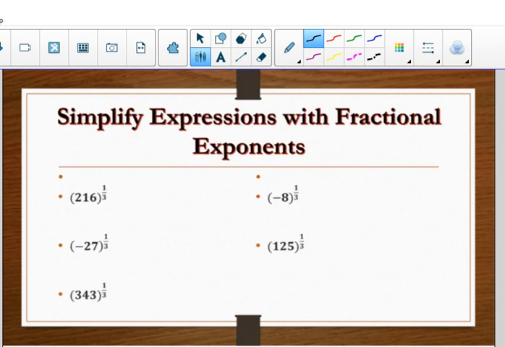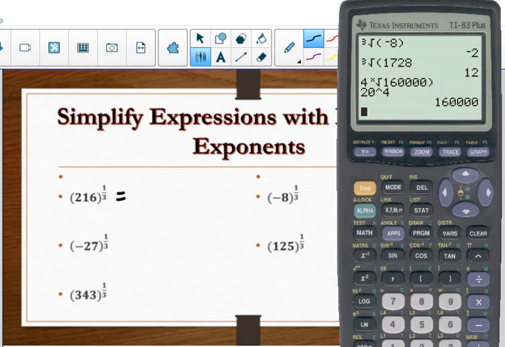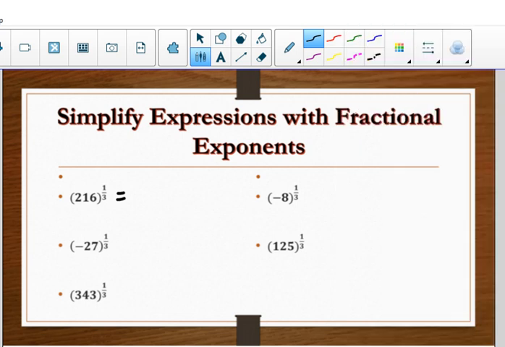Now simplify these with fractional exponents. So these are just like what we did before. Remember, anything to the 1/3 power is a cubic root, like the cubic root of 216. Again, you can use your calculator if you need to. You hit 216, and this time when you hit the caret symbol, we want to use parentheses so it's 1 divided by 3. That's another way if you can't find the cubic root. 216 to the 1/3 power gives us 6.